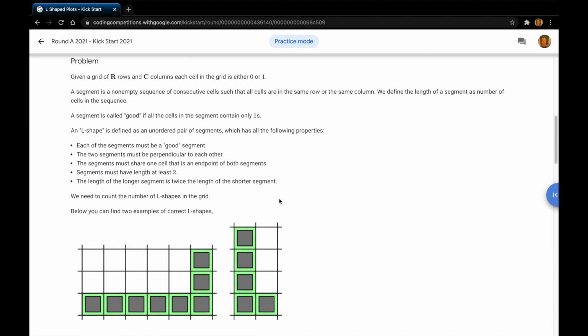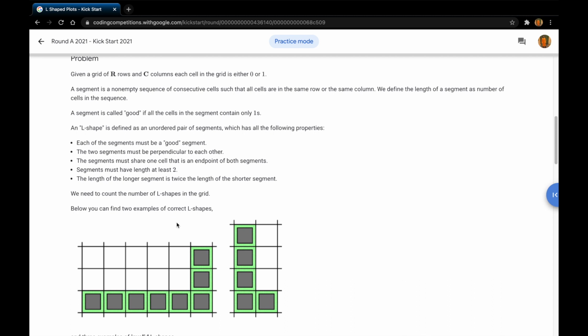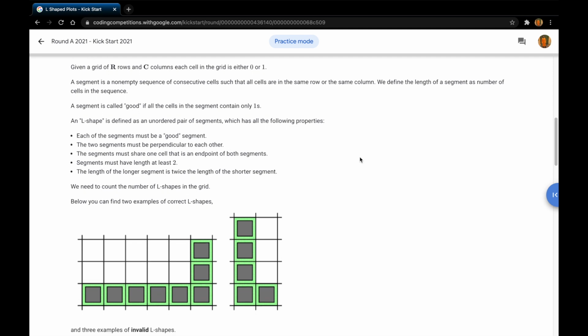Okay, so basically we are given a grid and we have to consider a segment, and a segment is a sequence of consecutive cells, and it should be in the same row or in the same column. We define the length of the segment as the number of cells in the sequence. A segment is called good if all the cells in that segment contain only ones. An L shape is defined as an unordered pair of segments which has the following properties. Each of the segments must be a good segment.